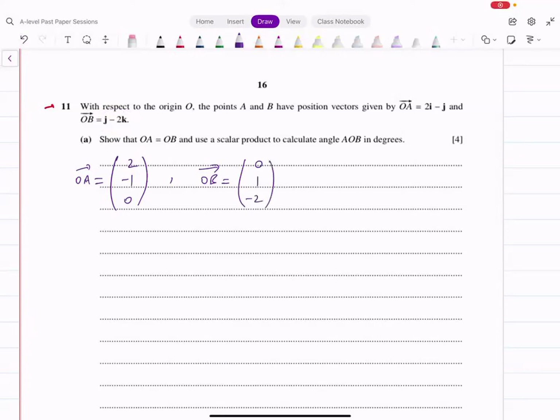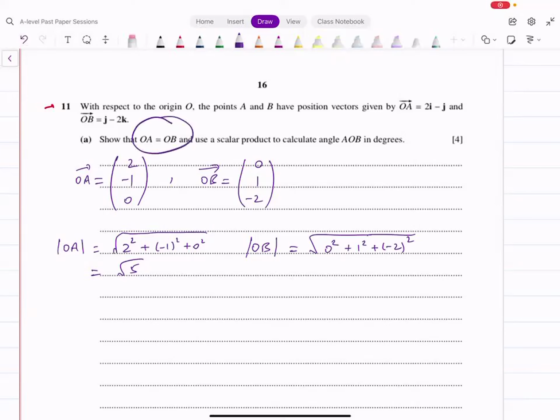ठीक है? दोनों के magnitudes निकाल लें. OA का magnitude. What is that going to be? Square all terms, 2 square plus minus 1 square plus 0 square. And that's going to give you something. That's going to be square root of 5. OB का magnitude निकाल लें. That's square root of 0 square plus 1 square plus minus 2 square. ये आपने step show करना है, because उसने show करने के लिए कहा है कि equal है. This gives you square root of 5, and then you say OA length is equal to OB length. ये हमने prove कर दिया. That was the first thing.